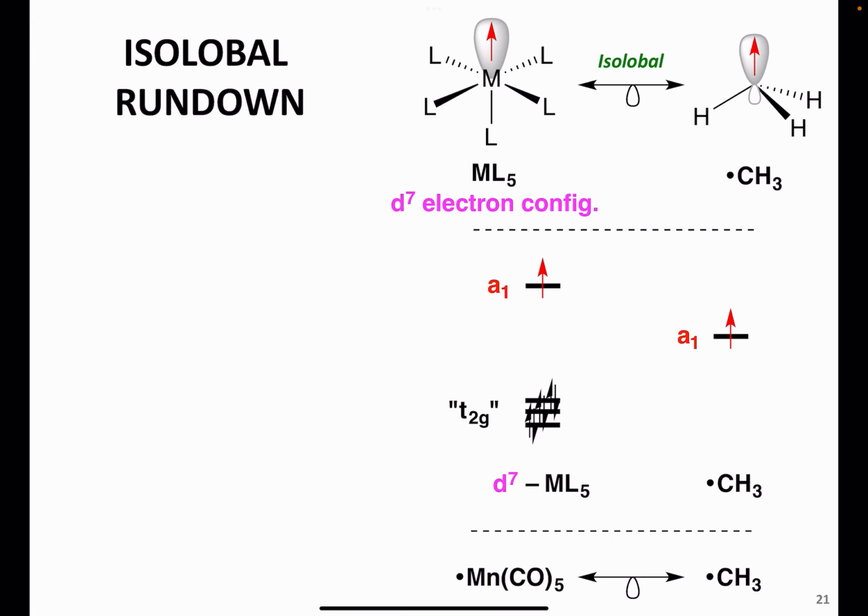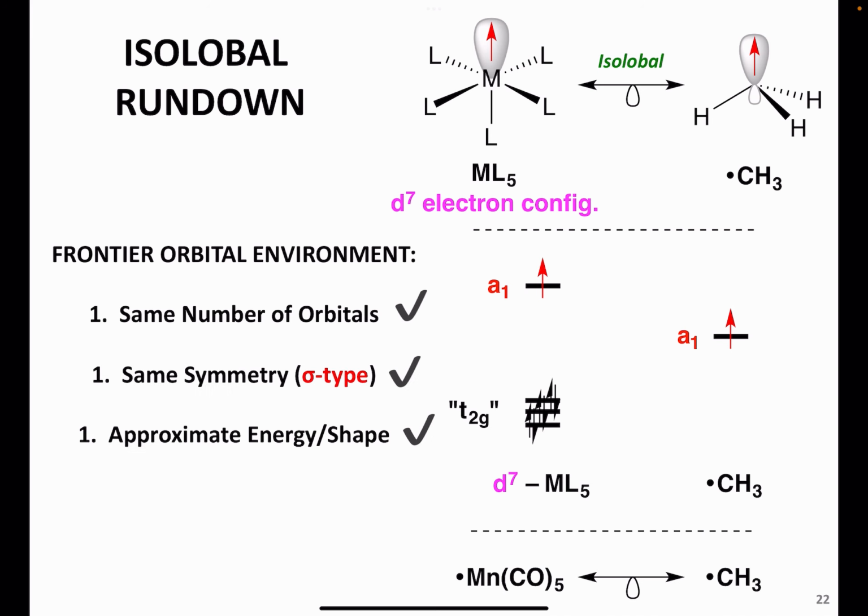They are isolobal with one another, and so remember what isolobal means. You really have 3 conditions to satisfy. Do you have the same number of frontier orbitals? You do. You have 1 in both cases. Do they have the same symmetry? They do. The proper notation is A1 here, but this is really just a fancy terminology for a sigma type orbital. So they're both sigma type orbitals.